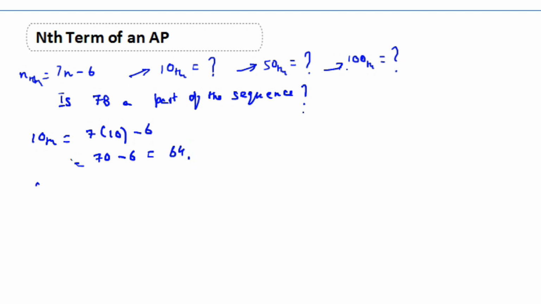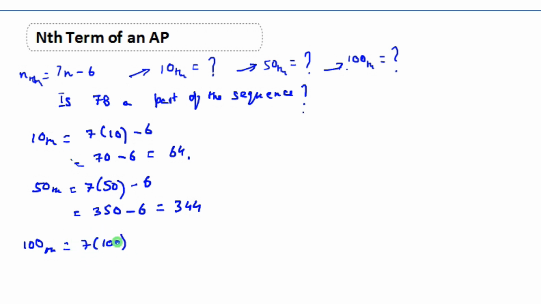The 50th term would be 7 times 50 minus 6, which is equal to 350 minus 6, or 344. That's the 50th term. And the 100th term would be 7 times 100 minus 6, or 700 minus 6, which is equal to 694. That's the 100th term of this sequence.